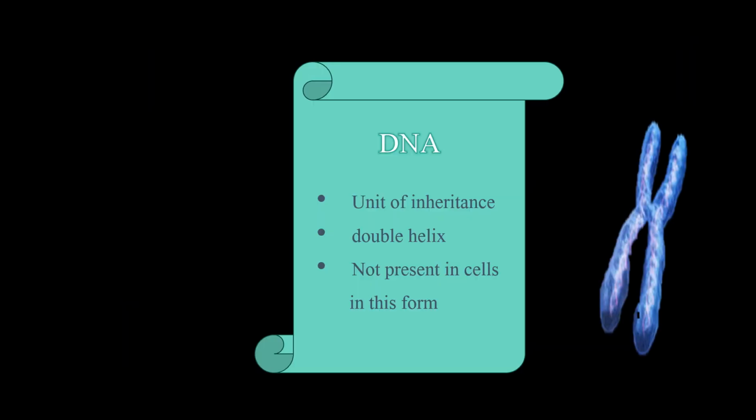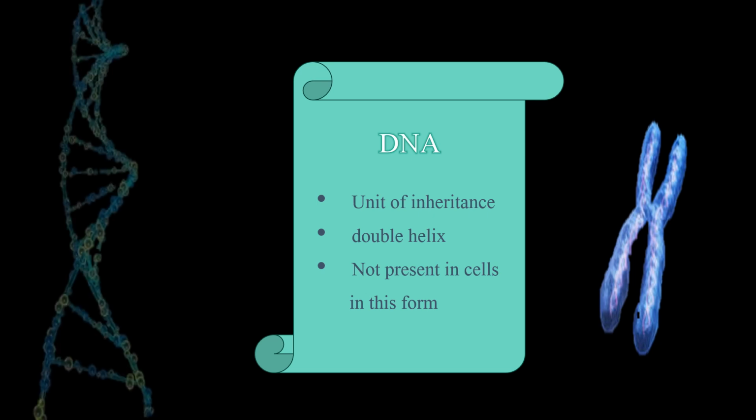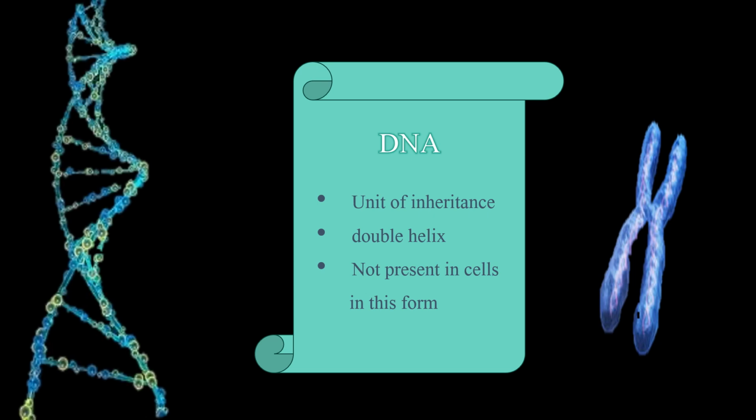Whenever we study a topic on life science, we usually come across this term called DNA. So what is a DNA? Deoxyribose nucleic acid, right? If someone asks you what is a DNA, we usually say that it is the unit of inheritance and it is a double helical structure, etc. But do you think that this DNA is present as a double helical structure within our cells?